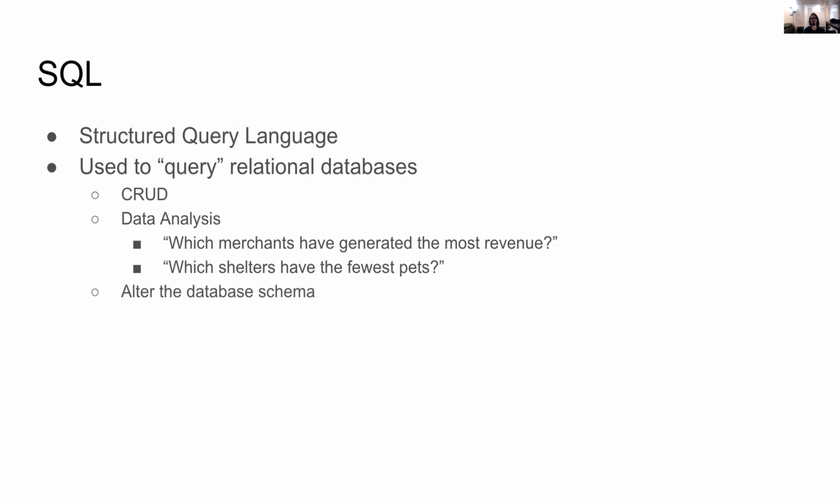And then the final thing is you can use this to alter the database schema. If the schema is the tables and the columns and how the data is structured, we could use SQL to change that. For example, we could create a new table with SQL. We could remove a column. We could add a column. We could change a column name. We could change the data type of a column, from a string to an integer, something like that. We won't do that too often in practice, but I do want you to know that this is something you could do with SQL.